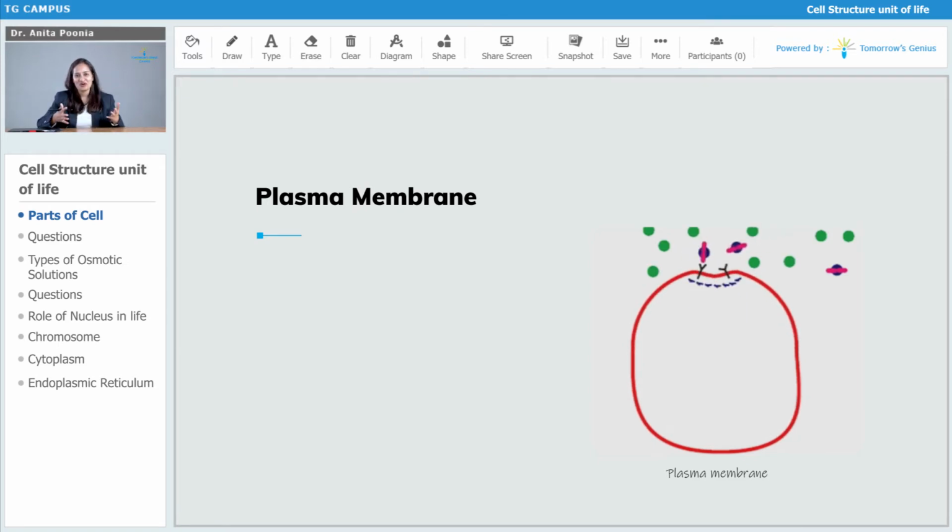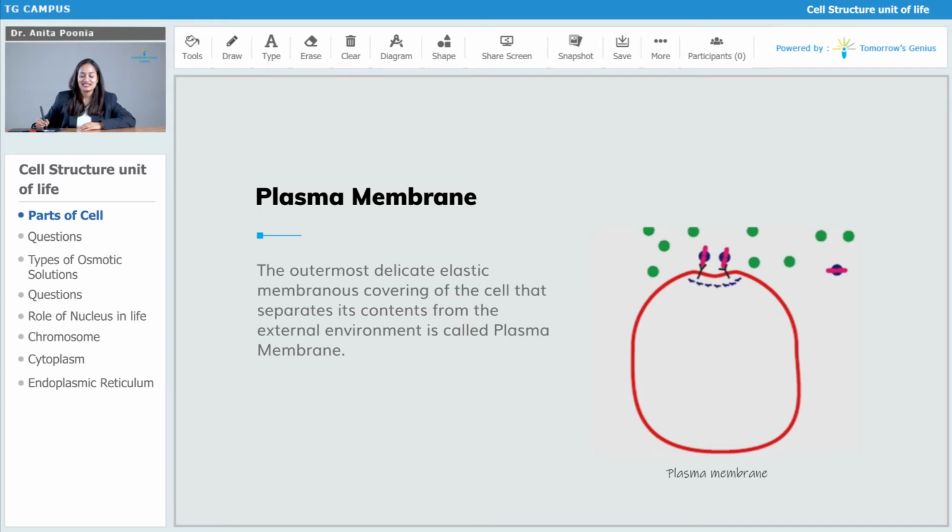So let us talk more about the plasma membrane and how exactly it works, right? So we are talking about the plasma membrane here. What is the plasma membrane? Well, the plasma membrane is the outermost delicate elastic membranous covering of the cell that separates its content from the external environment. That is called the plasma membrane.